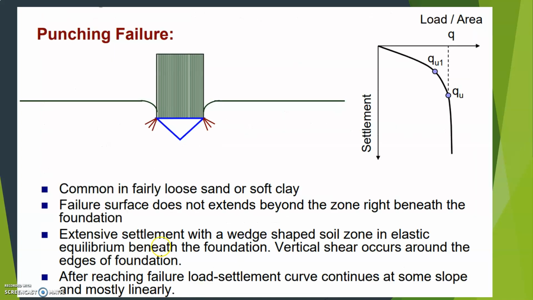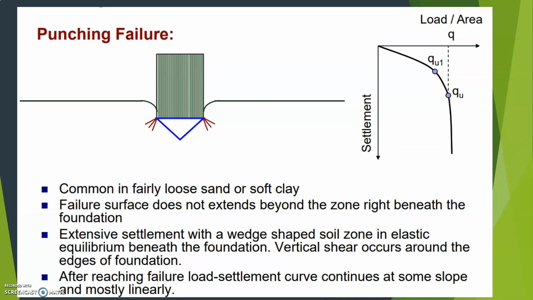The last one is the punching shear failure. Punching shear failure occurs where there is relatively high compression of soil under the footing, accompanied by shearing in the vertical direction around the edges of the footing. Punching shear may occur in relatively loose sand with a relative density less than 35%. Punching shear failure may also occur in a soil of low compressibility if the foundation is located at considerable depth.